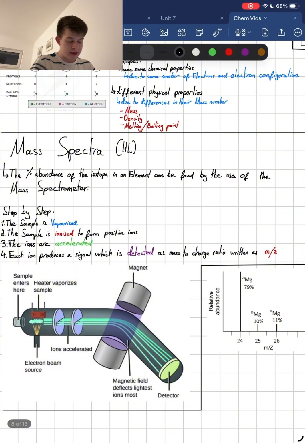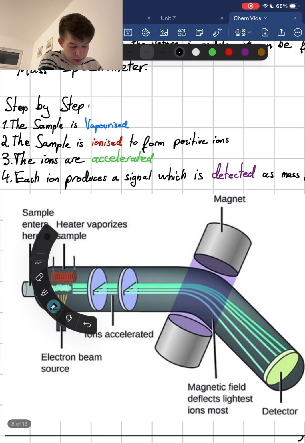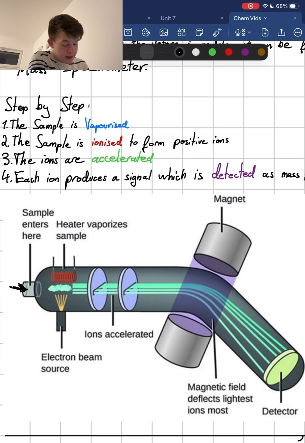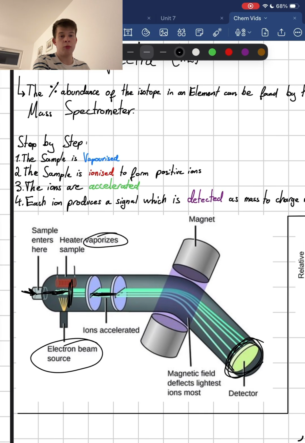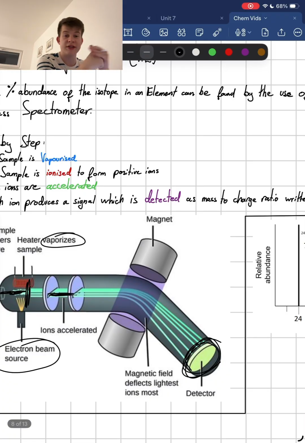Here's an image. We can see the sample enters here and goes through. It's then being vaporized right here. Then from there on, the ions are positively charged over here. You can see the electron beam charges the ions up and turns them positive. Here they're being accelerated, and then here they're going to be detected. And they will be measured in m/z.